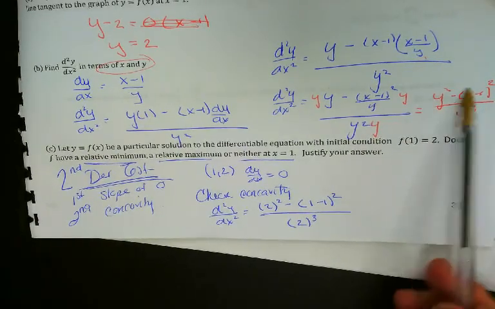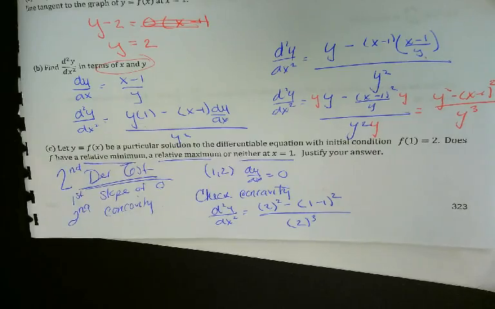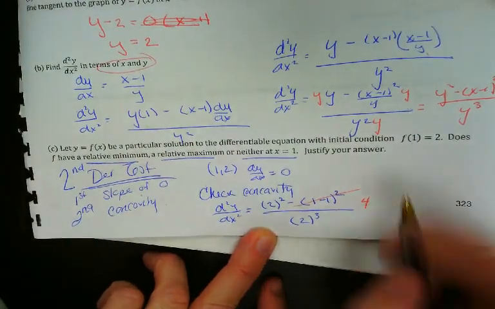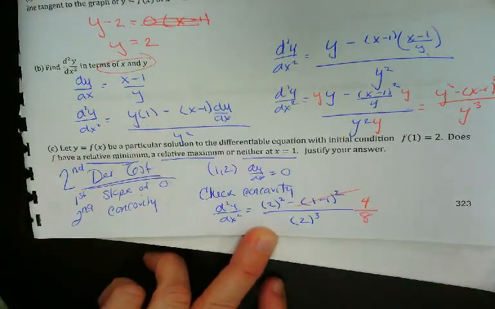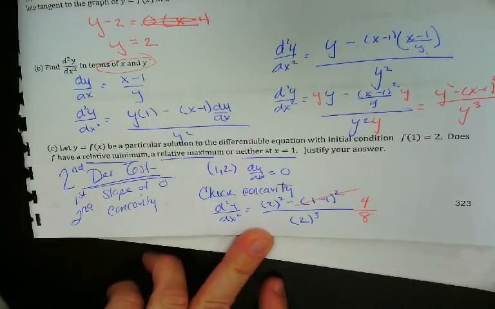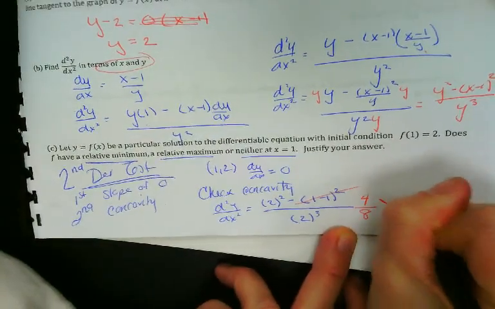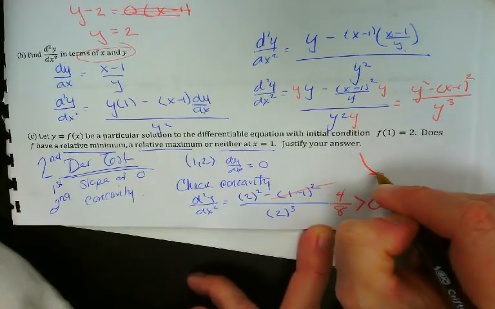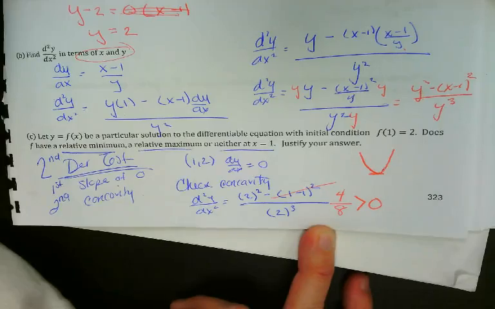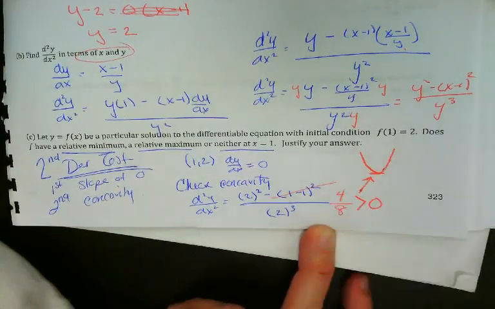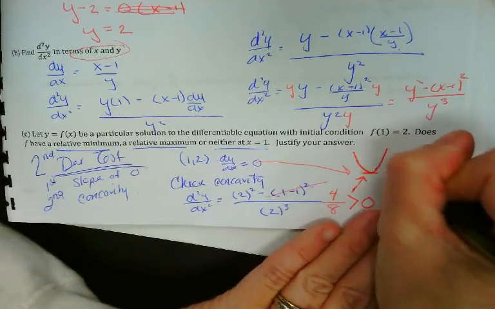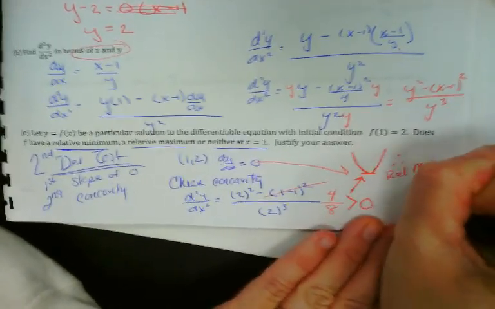I'm using my cleaned up version here. The 2 squared becomes a 4. This 1 minus 1 just is a 0, all over 2 cubed, which is 8. And really, all I need to know is whether this number is positive or negative, and that will describe my concavity. So since this is greater than 0, that tells me I have a slope of 0 and I'm concave up. Okay, because the second derivative is positive, I'm concave up, and we had a slope of 0. Therefore, I have a relative min at x equals 1.